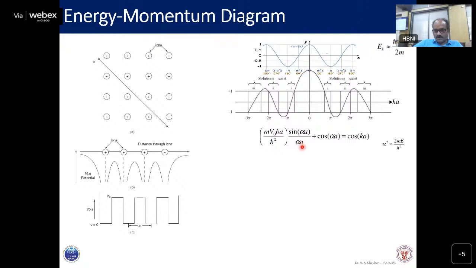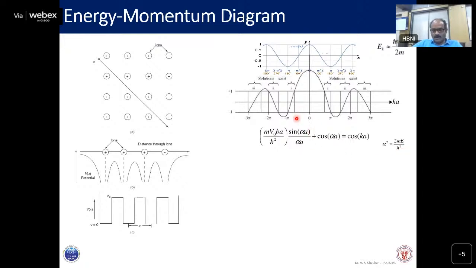a solution which says that (m V0 b a / h cross squared) sin(alpha a) / (alpha a) + cos(alpha a) = cos(k a), where alpha is the square root of 2mE upon h cross squared.